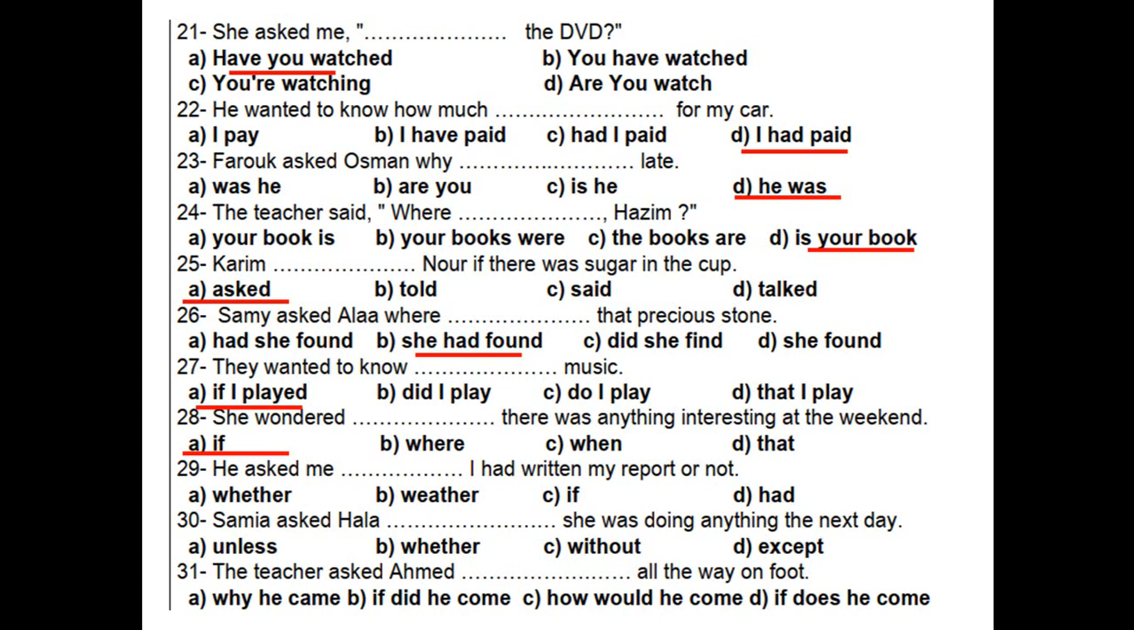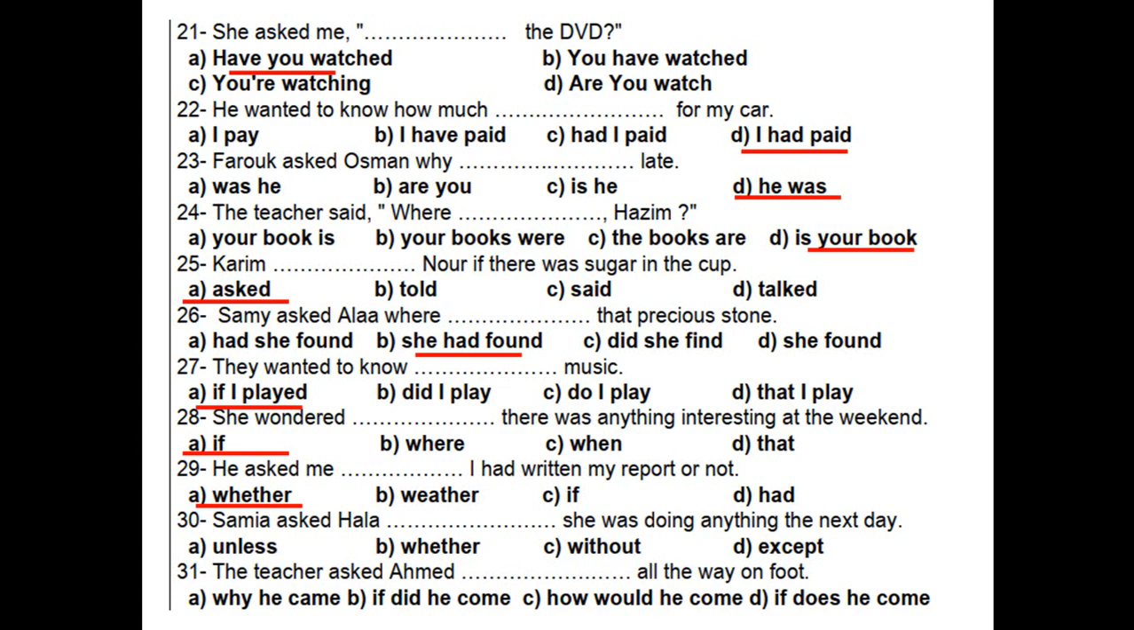29. He asked me I had written my report or not. Whether, if, or had. The first one, of course, whether, because the second one, number B, whether, this is the condition of the air and the atmosphere and so on.